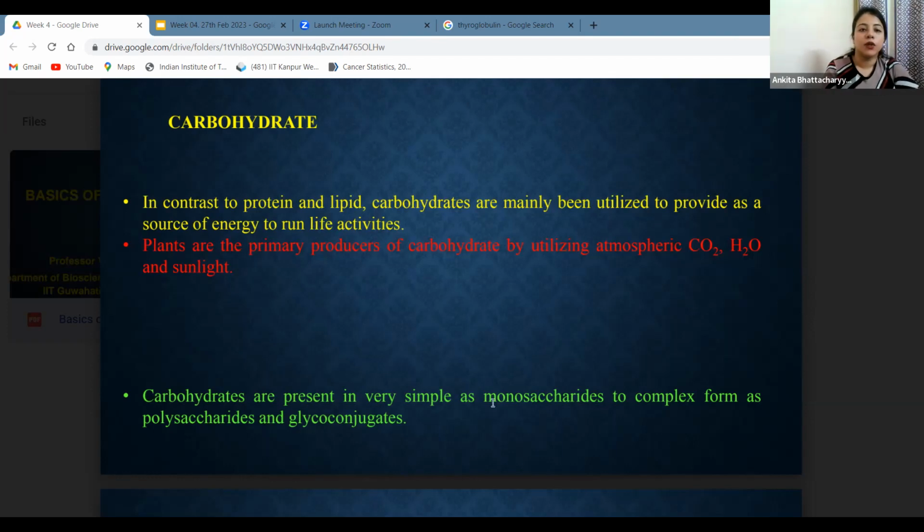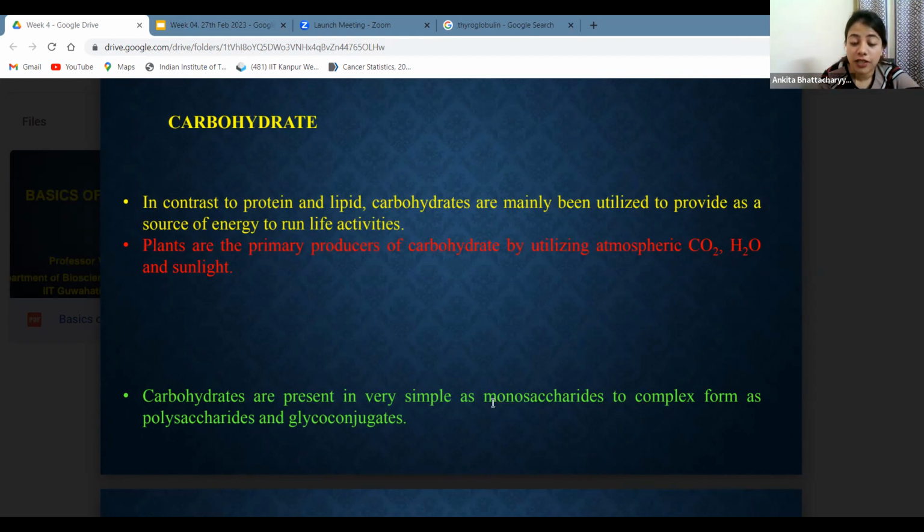Yeah. So beginning with the second lecture for this week. When we talk about carbohydrates, they are mainly used as a source of energy, as we have described. And the major producers of carbs are obviously plants, because they carry out photosynthesis, right? And they use CO2, H2O, and sunlight to do the same.